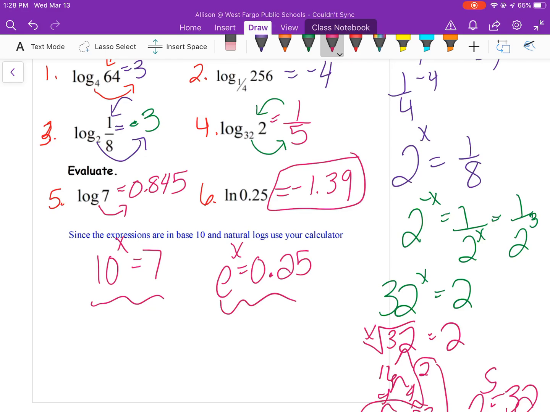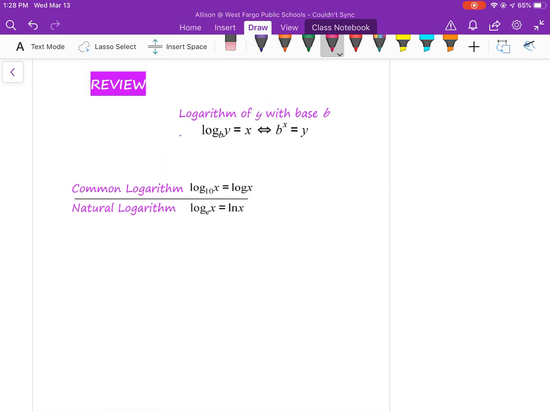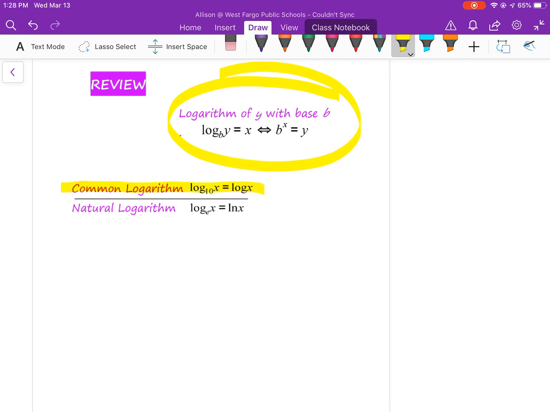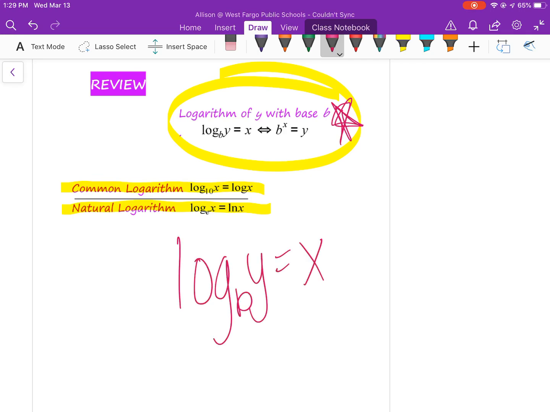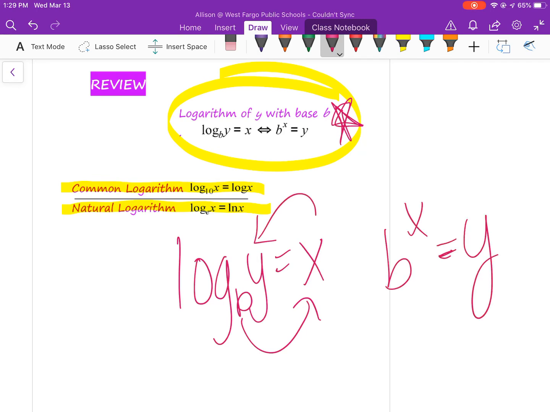Okay, I think that's it. So today's lesson was all about practicing this and being able to go between log and exponential form. And then we have the two that you need to remember. The common log, if you don't see the base, it's the log base 10. And then we have the natural log, which is log base e, which is ln. So those are the two that you have to memorize. And then we want to just practice going back and forth between log base b of y equals x to b to the x equals y. So being able to go back and forth between exponential and logarithm form. All right.